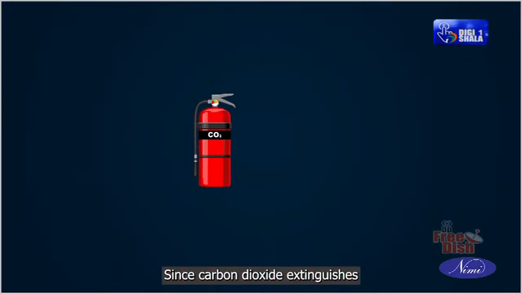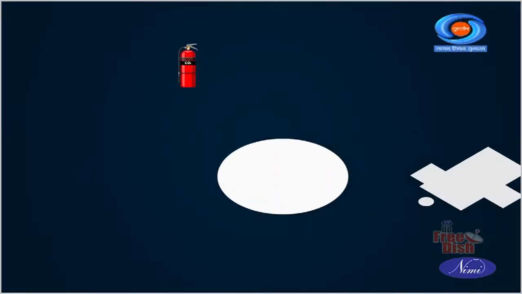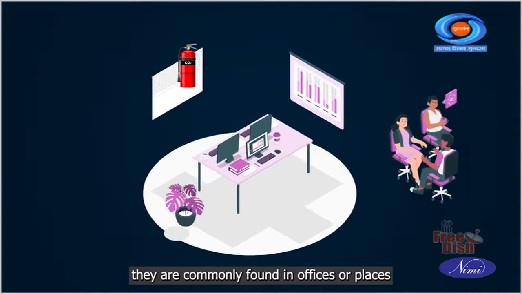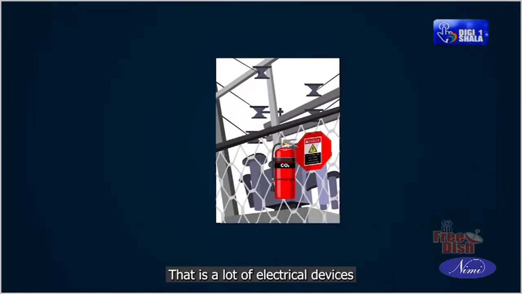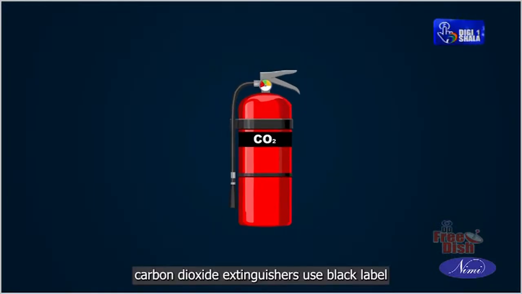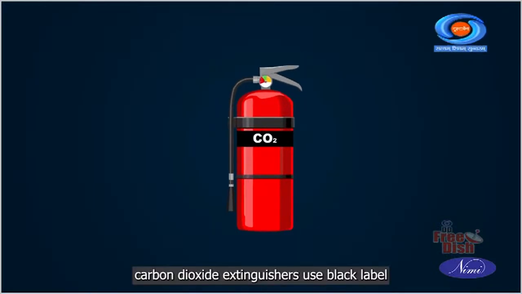Since carbon dioxide extinguishers are perfect for electrical fires, they are commonly found in offices or places where there is a lot of electrical devices. Carbon dioxide extinguishers use black label.